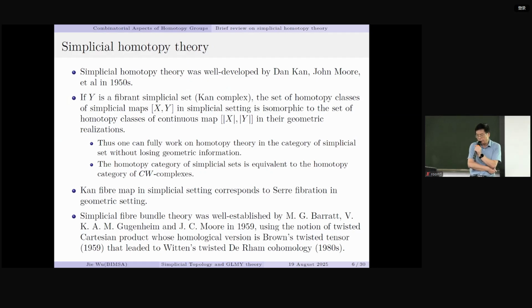If you look at the history of this one, it definitely had a high impact. Brown's twisted tensor product used the cap product. So Witten, who produced the twisted de Rham cohomologies, usually took these ideas. Okay, so here I just said a few things on simplicial homotopy theory.